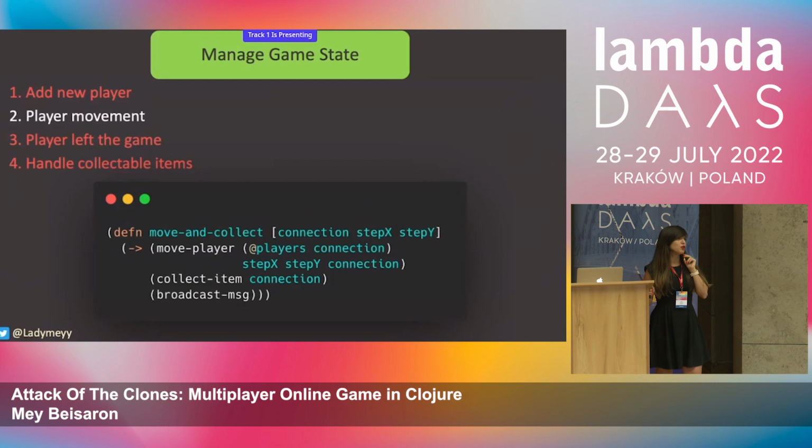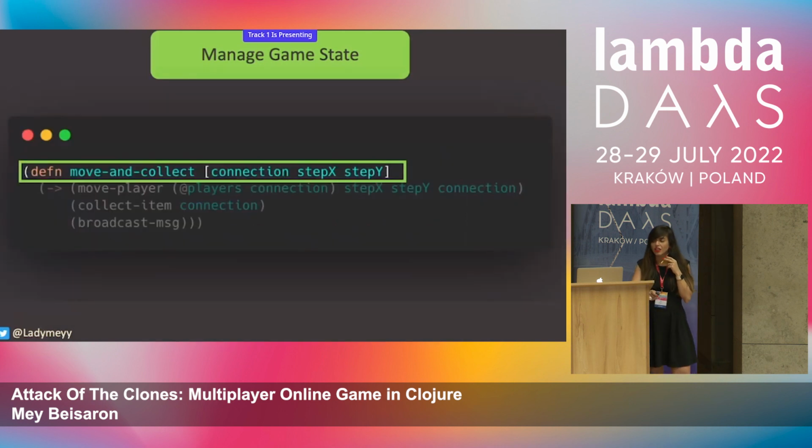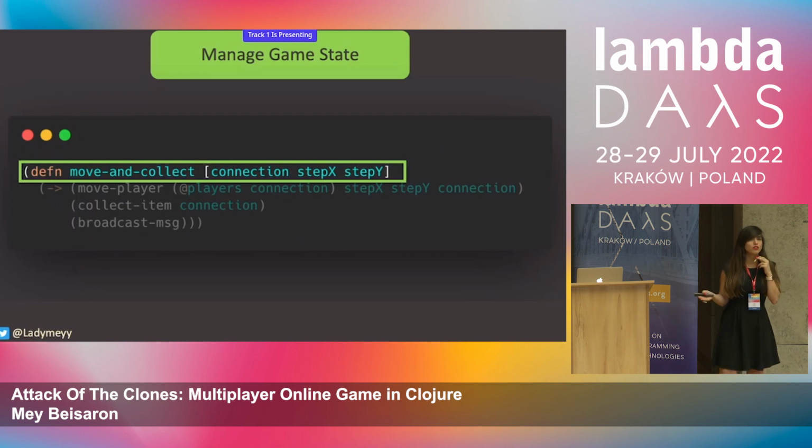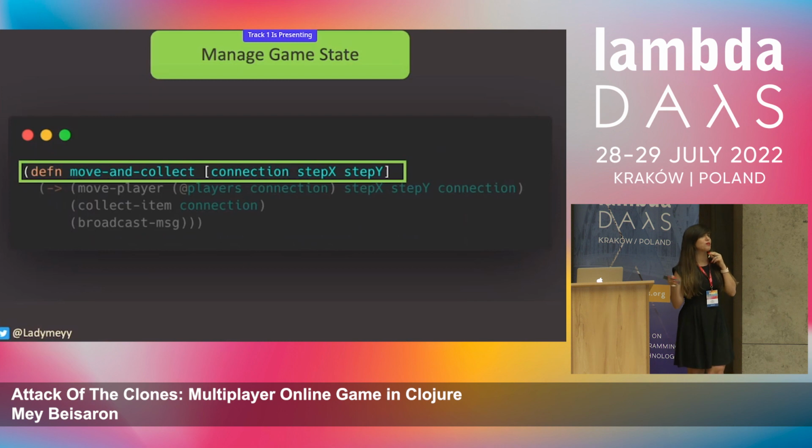Okay, now that we've added a new player, we want to update the player movement. So we call the move and collect function. The move and collect function gets the connection. Remember, this is how we identify a unique player in our game. It also gets the step X and step Y. And the actual values are either 0 or 0.1, which represents a movement to the right, or minus 0.1, which represents a movement to the left.